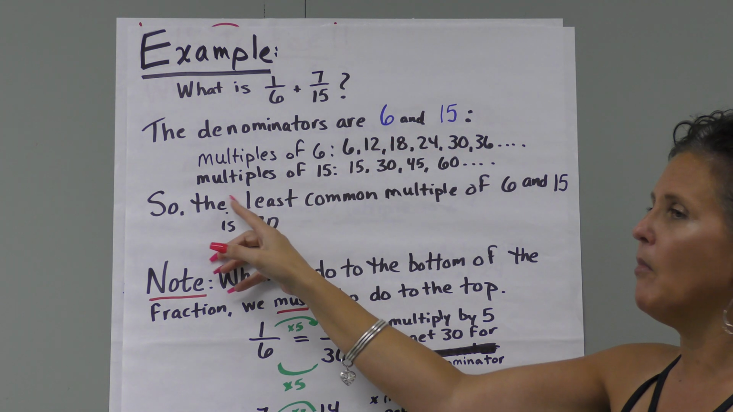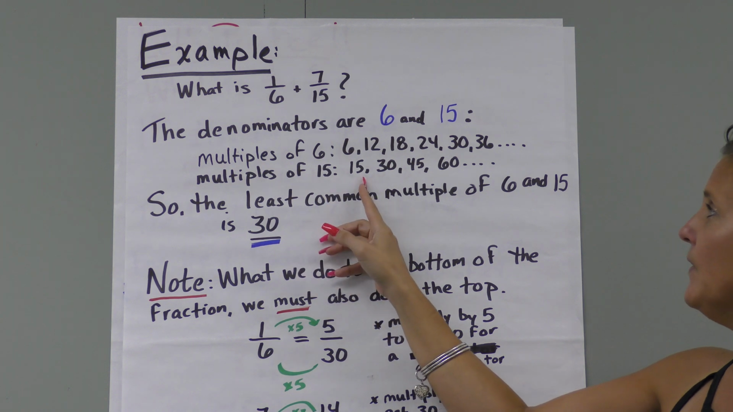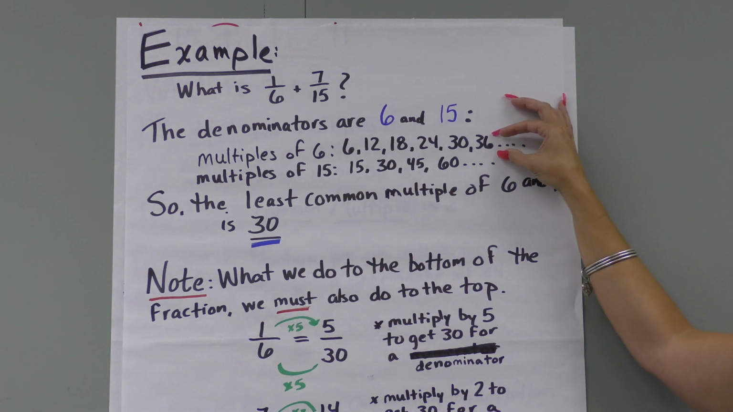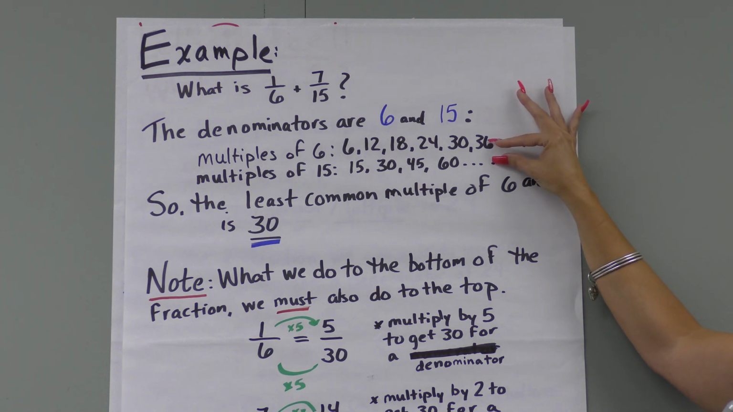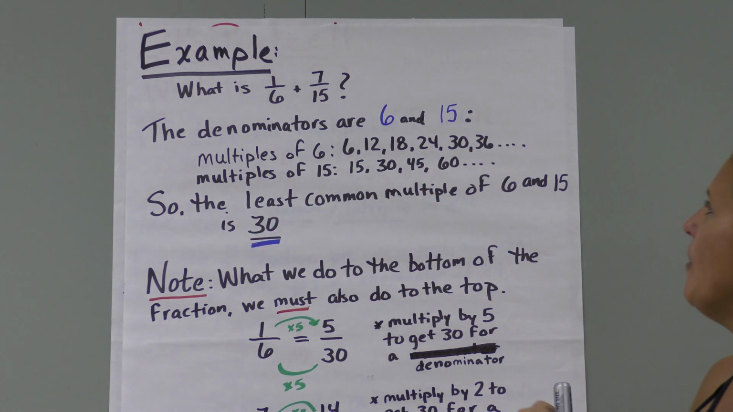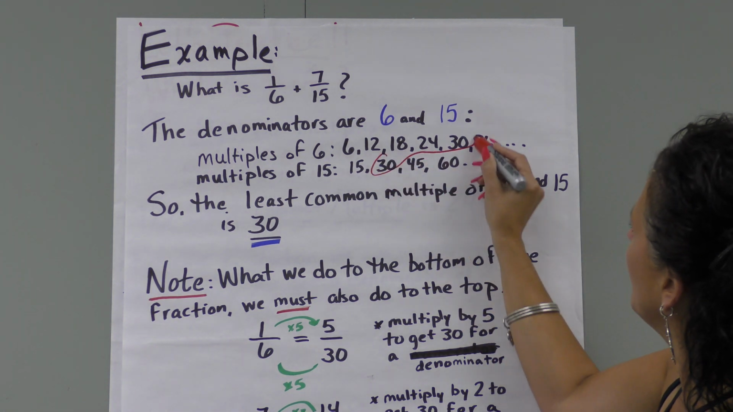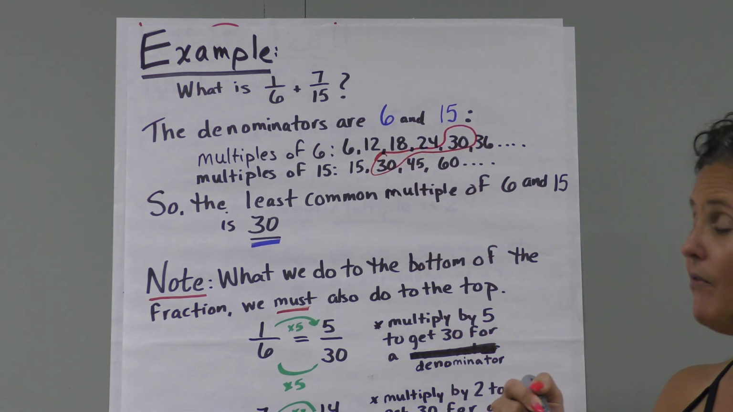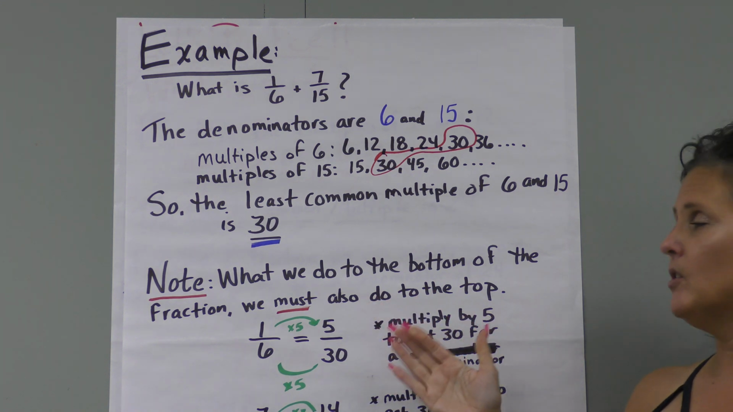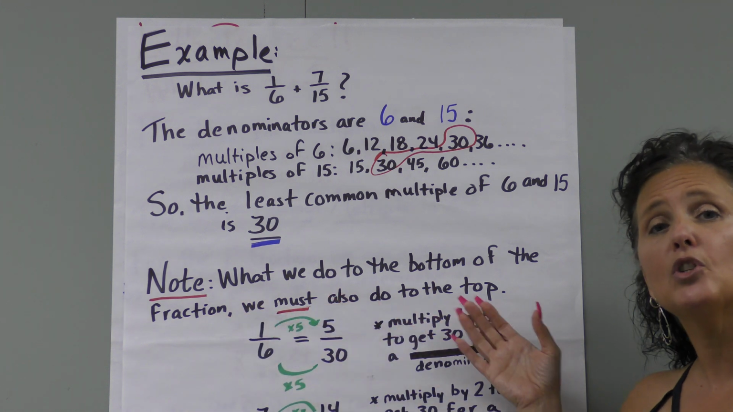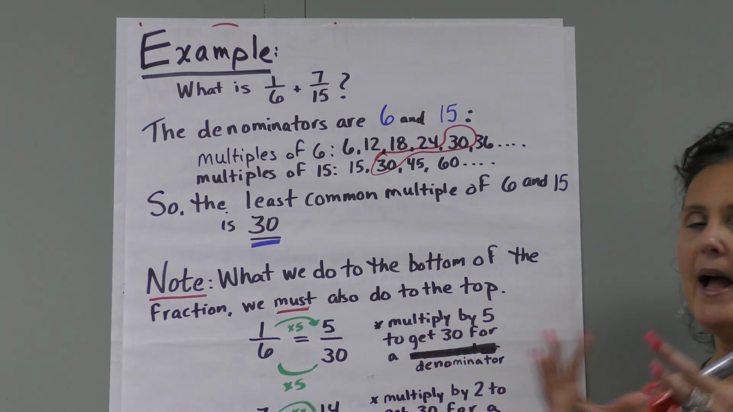Then we're going to list the multiples of 15. 15, 30, 45, 60. Then we're going to compare these two number lines, and so the least common multiple of both 6 and 15 is 30. We can circle it right there. Now we have 30. That's our least common denominator. So what we do to the bottom of the fraction, we have to do to the top of the fraction, because that matches them up.